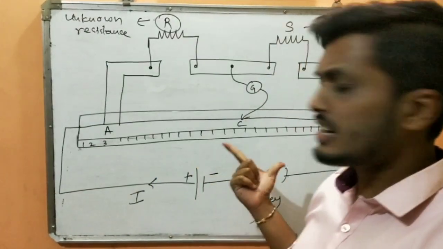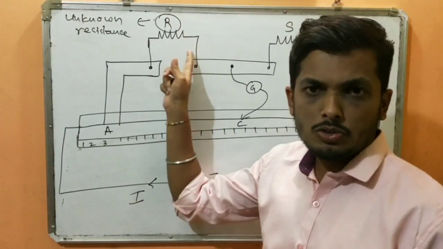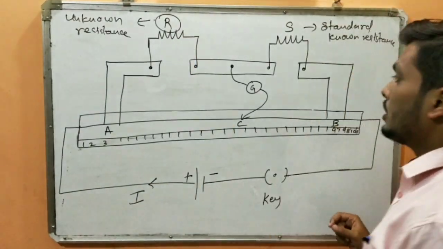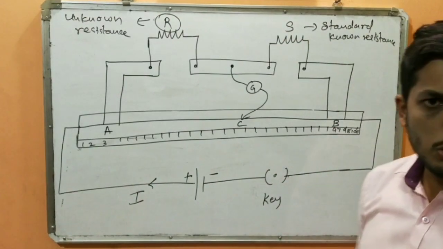So this is the circuit diagram. Our main purpose is to find the value of this unknown resistance. How are we going to do this? You know a galvanometer. What does a galvanometer do? A galvanometer is a device which is going to detect the current.